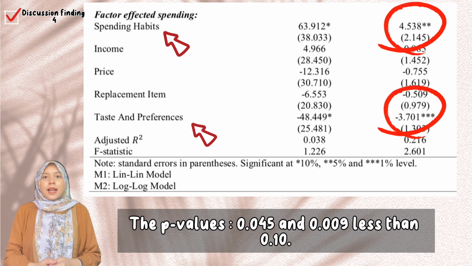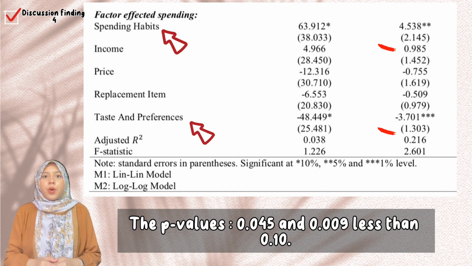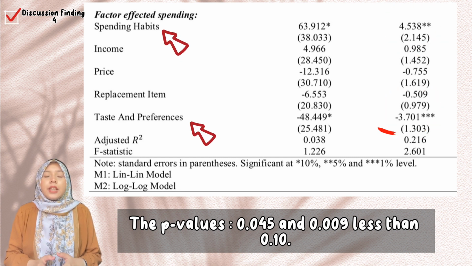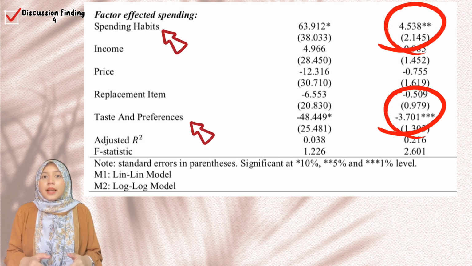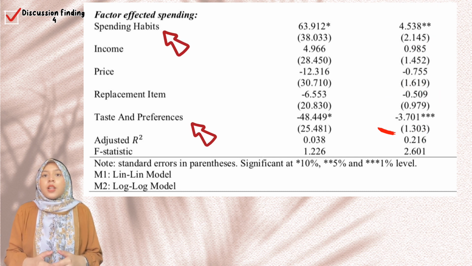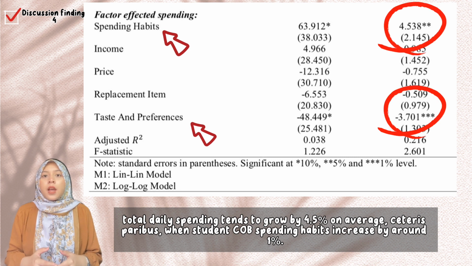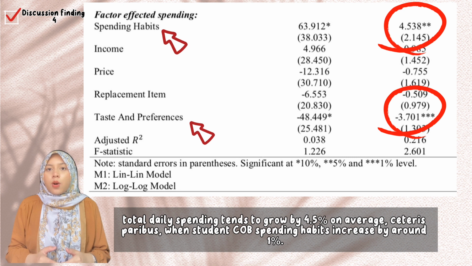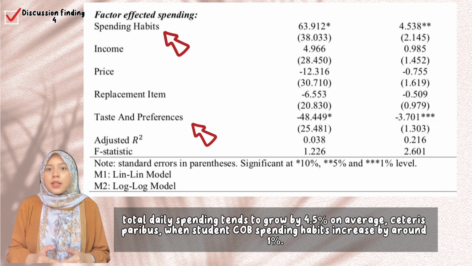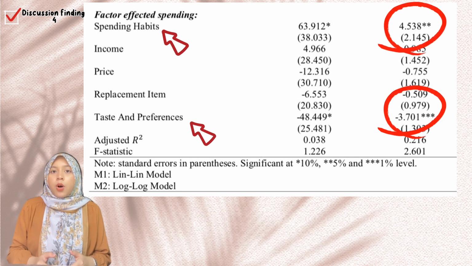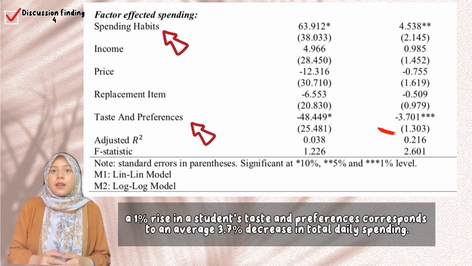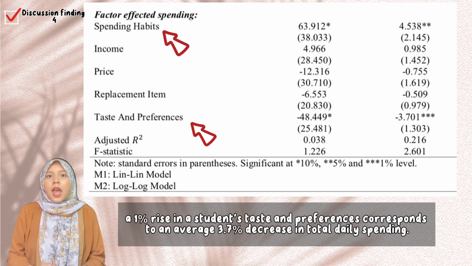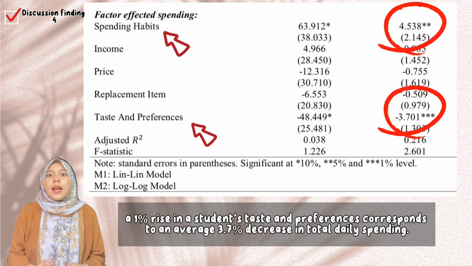The p-value suggests that just two factors are likely to have a significant effect on COB student daily expenditure at UUM. According to the predicted coefficient for spending habit, total daily spending tends to grow by 4.5% on average when student COB spending habit increases by around 1%. Furthermore, it shows that a 1% rise in a student's taste and preference corresponds to an average 3.7% decrease in total daily spending.